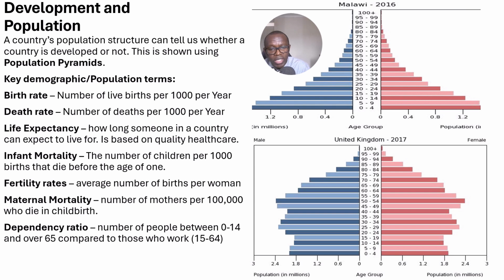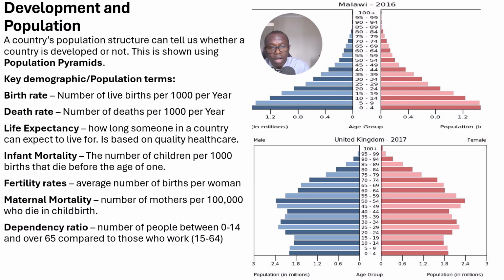Then we have infant mortality. Now, infant mortality is the number of children per 1,000 births that die before the age of 1. Now, that obviously will give you an indication as to the development level of a country. If the infant mortality is high, then it will mean obviously that the country is not as well developed because their medical care and infrastructure may not be as developed as well. Then we have fertility rates. These are the average number of births per woman. And then maternal mortality is the number of mothers per 100,000 who die in childbirth.